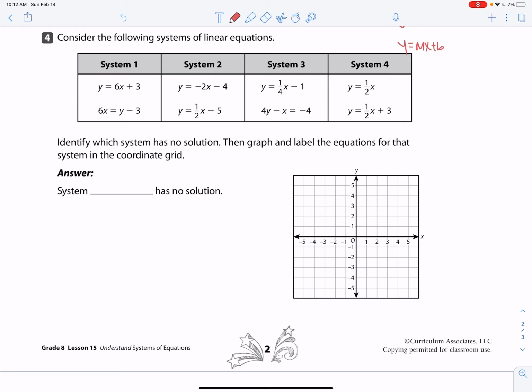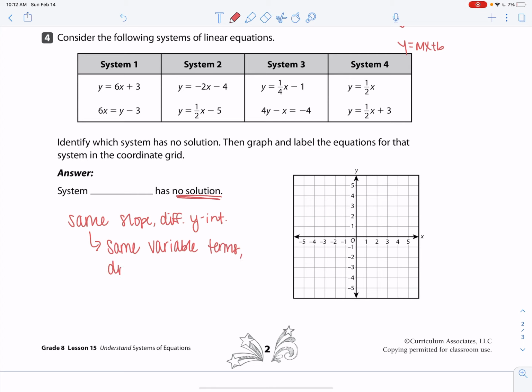No solution means that we're going to have the same slope but different y-intercepts. To put it in terms of what we've been using before, it'll have the same variable terms but different constants.